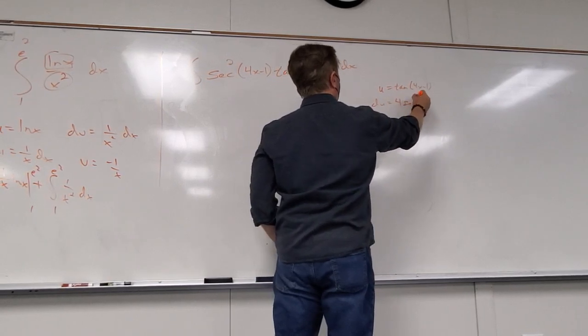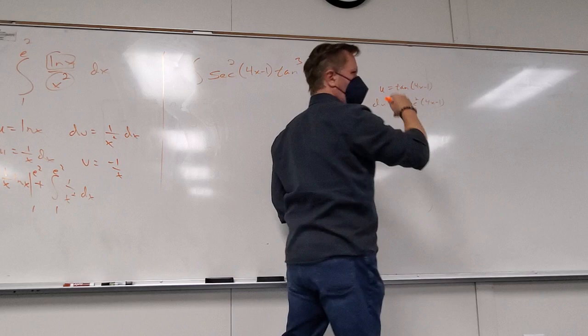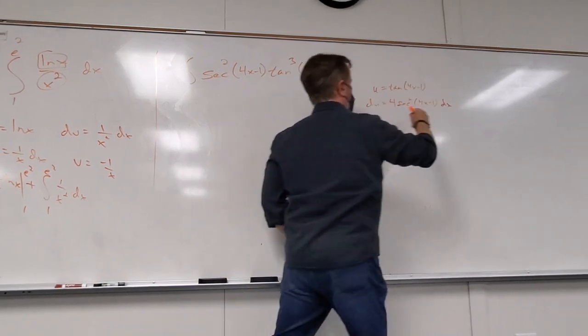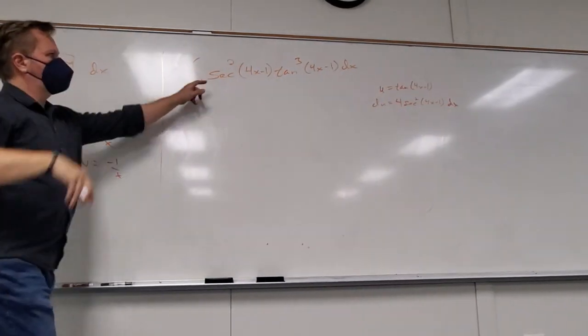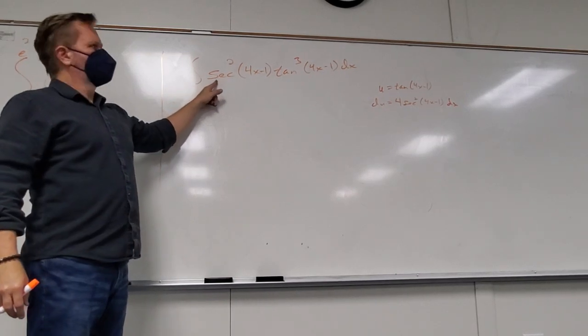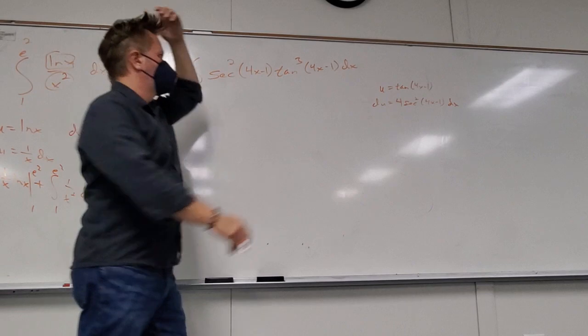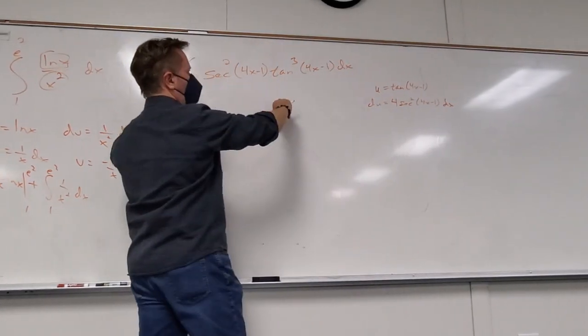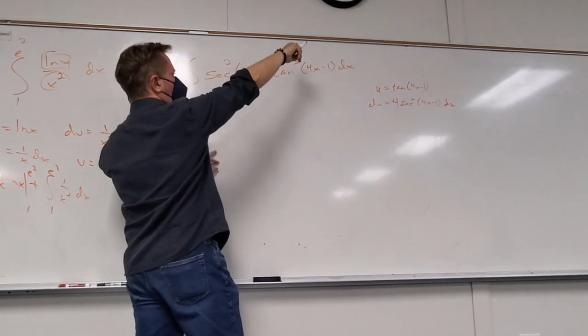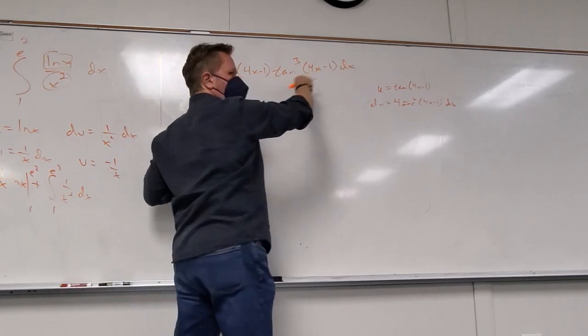Good, 4 secant squared, right? Good old chain rule. I have secant squared, right? It's just the one before it. Now what's funny is, so let's see, then this would be u cubed, and this would be your du, yes?